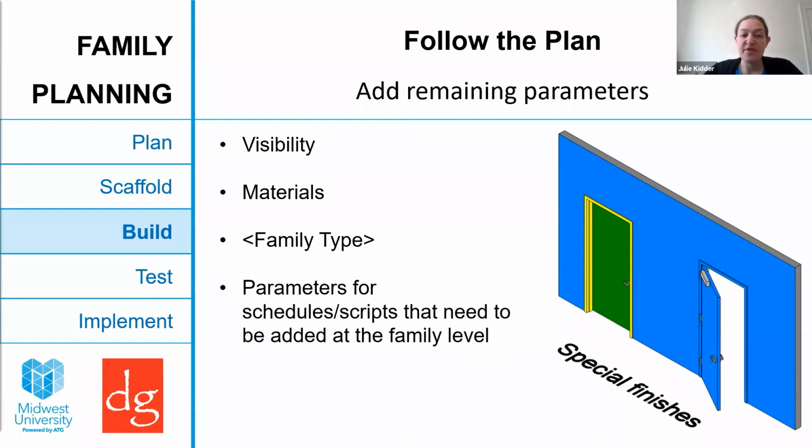Now that you have your key elements in your family, you can go back and start adding some of the remaining parameters. Add your visibility parameters. Make sure that you have your settings as you need them for coarse, medium, and fine views. Look at the materials. Make sure you have those linked through. If you are using painted surfaces, take care of that. And make sure that you have any parameters for schedules and scripts that need to be added at the family level. For example, one of the things that we have hard coded into the families is how many door leafs there are going to be. And that's used to display the widths correctly on our schedule.